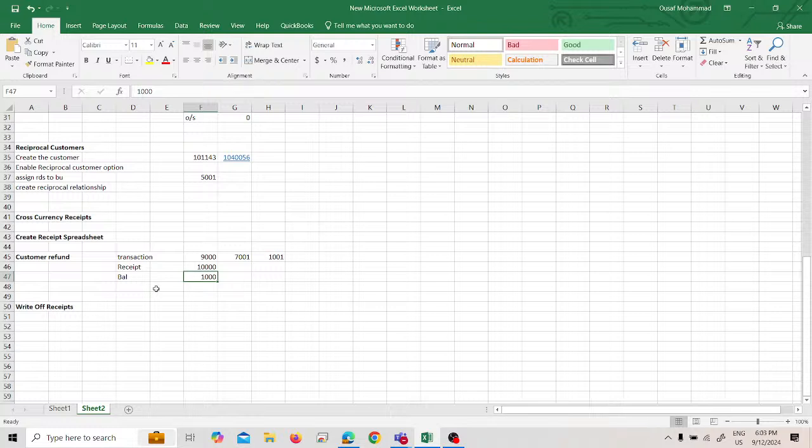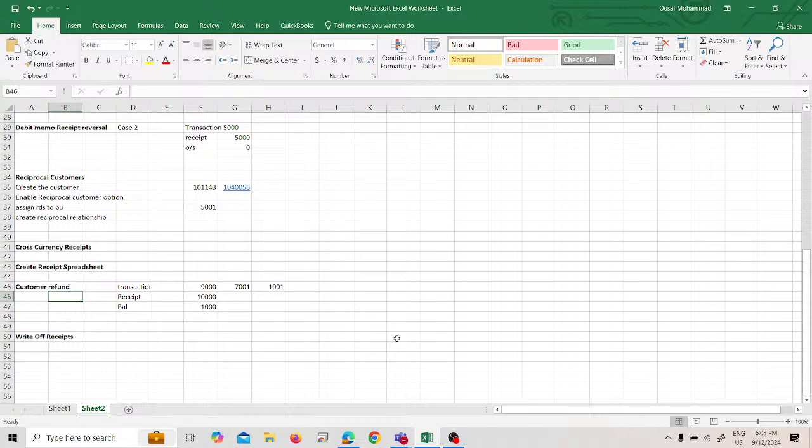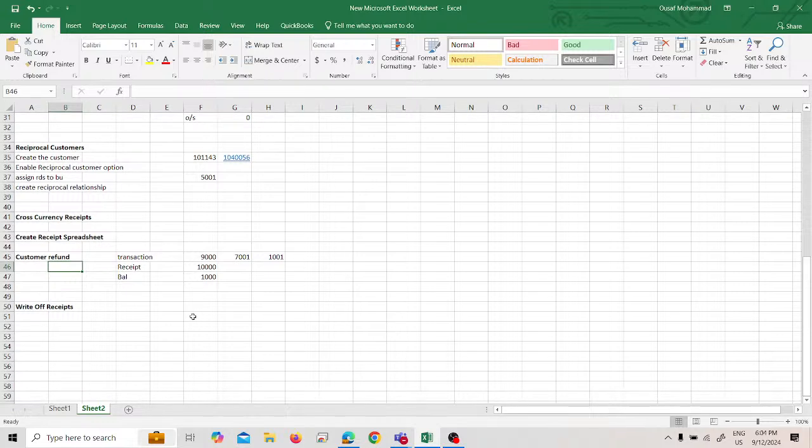So the customer neither asks for a customer refund nor asks for an on-account receipt. In that case, we have to write off the excess amount. We have to adjust this excess amount, and this excess amount will be termed a write-off receipt. So this is how the function of write-off receipts comes up here.